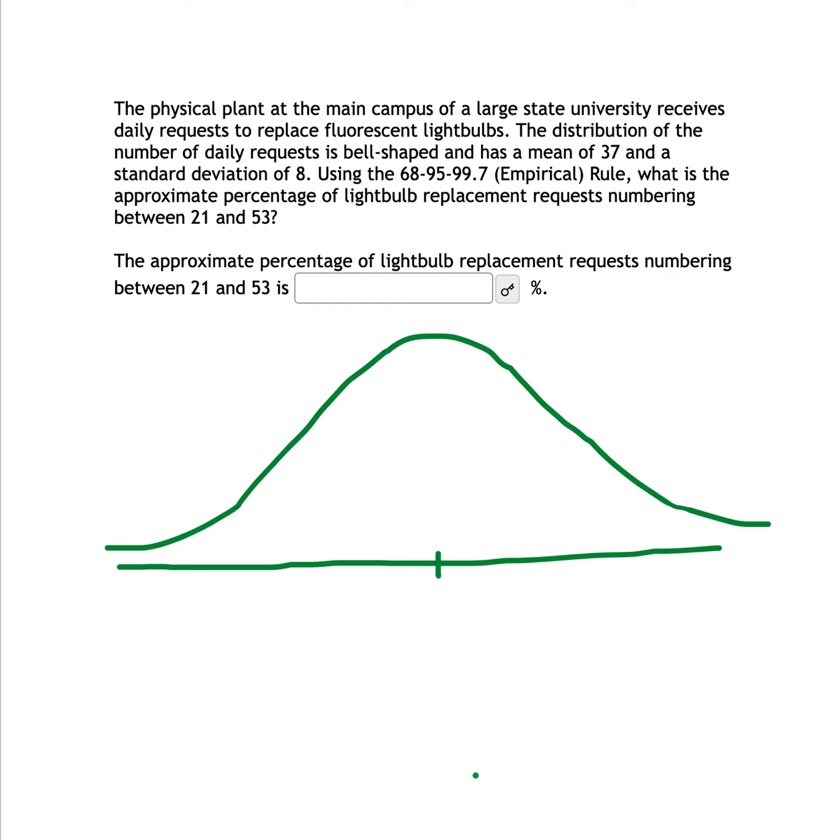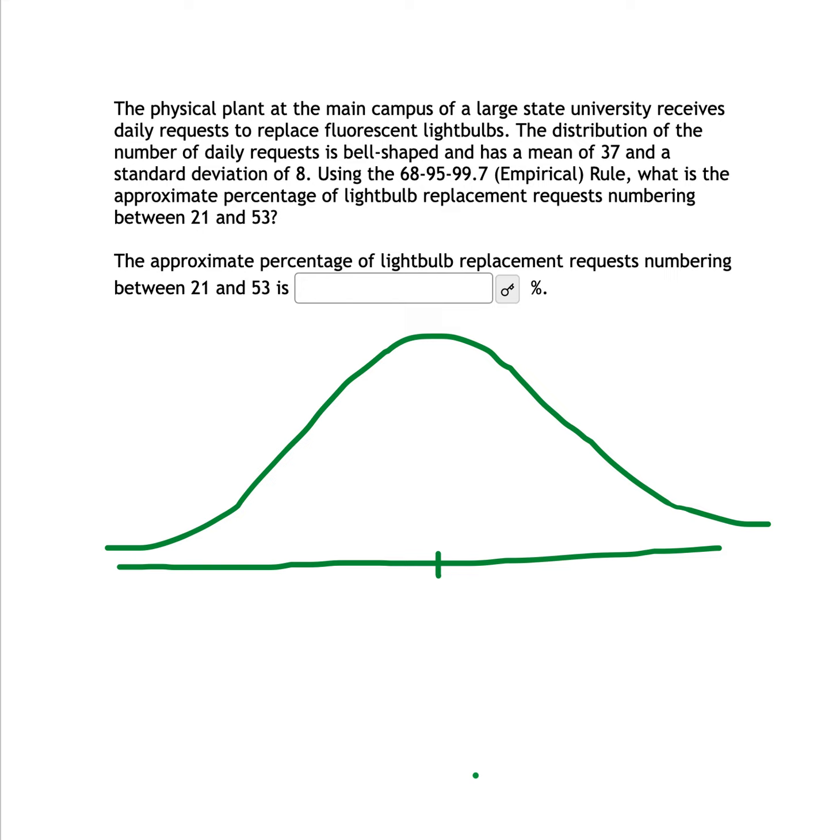In this example, we're going to use the empirical rule again, and the question states, the physical plant at the main campus of a large university receives daily requests to replace fluorescent light bulbs. The distribution of the number of daily requests is bell-shaped and has a mean of 37 and a standard deviation of 8. Now, that bell-shaped word is another word for saying that it's a normal distribution. And we're going to use the empirical rule to approximate a percentage of light bulbs between 21 and 53.